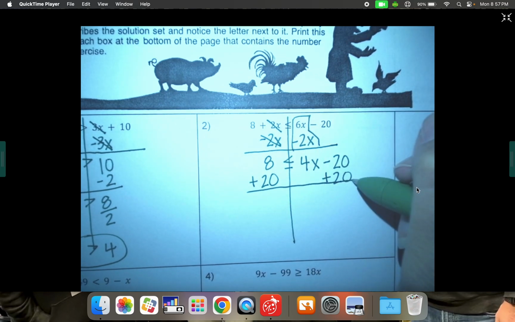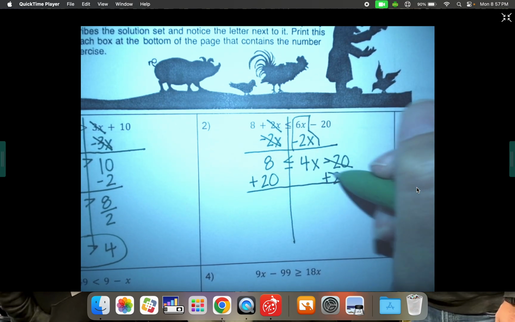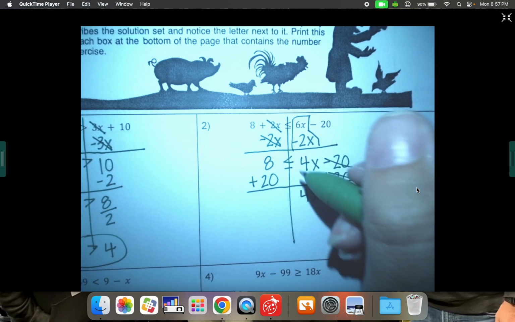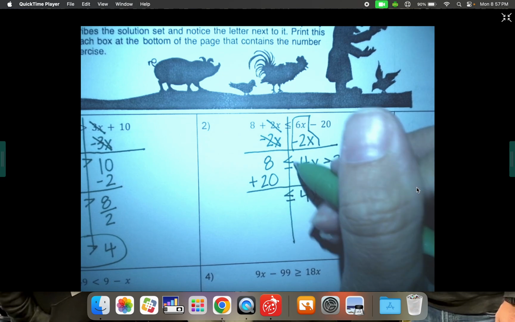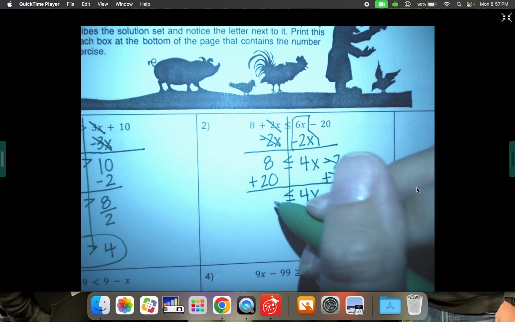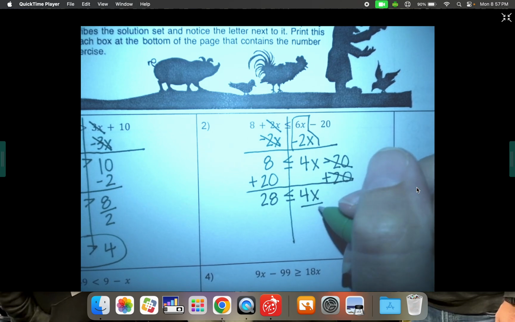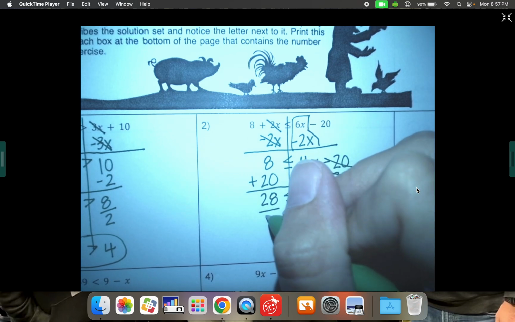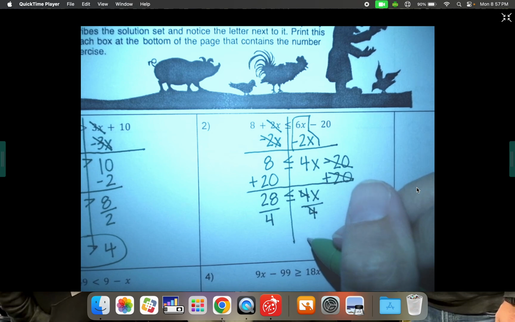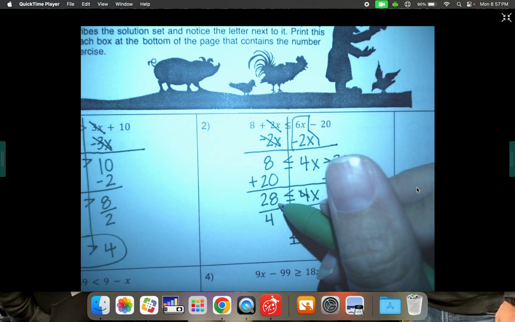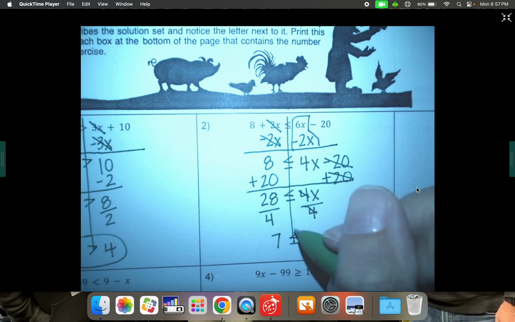This should feel a lot like solving equations. They cancel over here, leaving me with 4x by itself. Bring down the symbol exactly how it looks. 8 plus 20 is 28. Last step, divide by 4, which is a positive. So again, I'm not flipping the symbol. I'm going to keep it exactly what it is. 28 divided by 4 is 7.